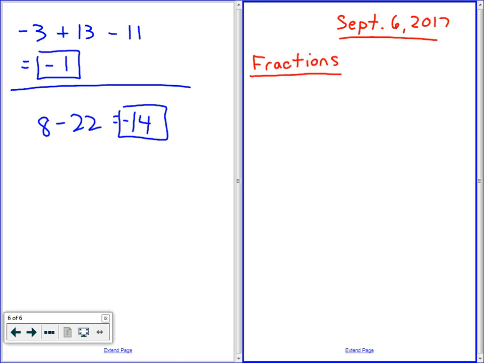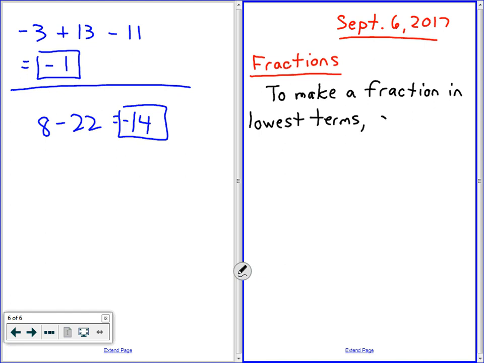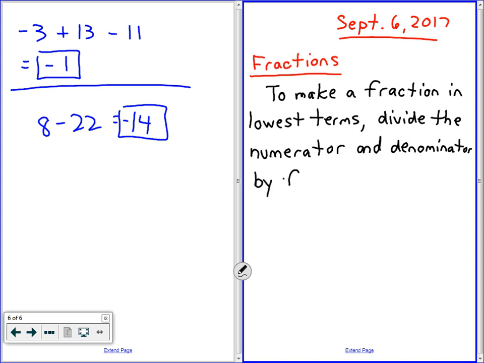So here we go, fractions. To make a fraction in lowest terms, divide the numerator and denominator by factors. Okay, so just in case you forget what this is called, the numerator.